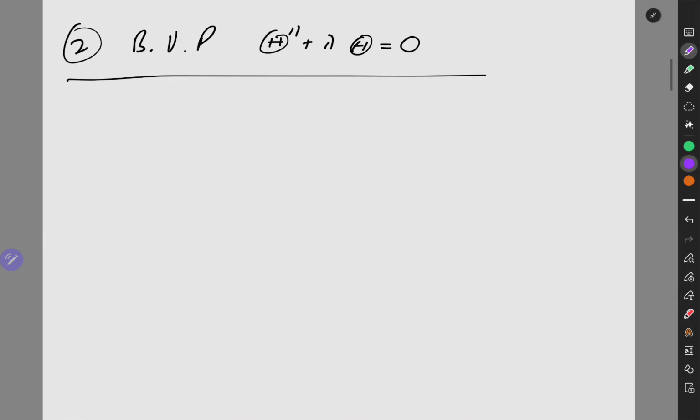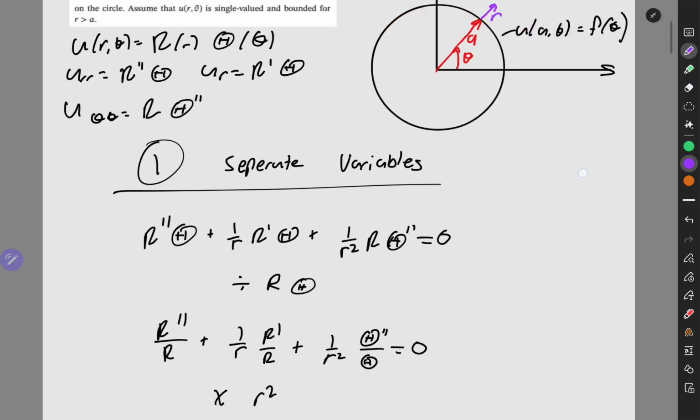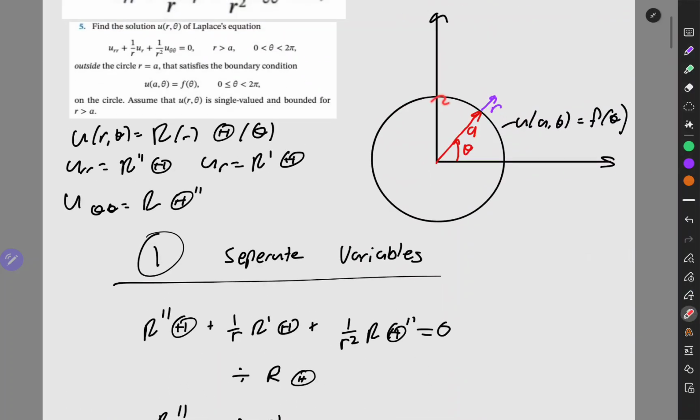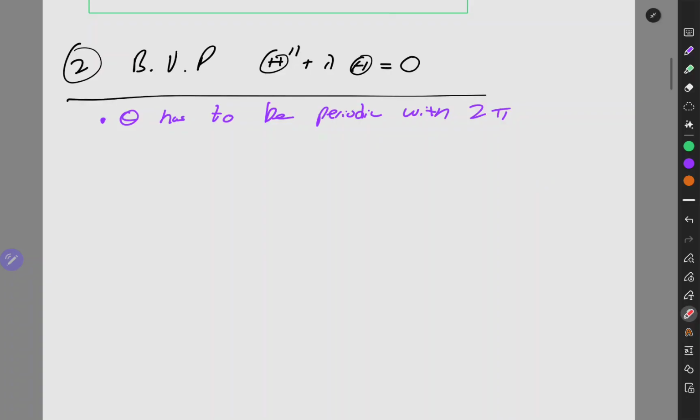Okay? So we know that theta has to be periodic with 2 pi, right? Think about it. The solution here is the same as the solution here. Solution here, same as the solution here. Solution here, same as this. I'm sorry, but you know what I mean. It's periodic with 2 pi. If you're here, if you add theta to it, it has to go around back to here. Same solution. So it has to be periodic with 2 pi.